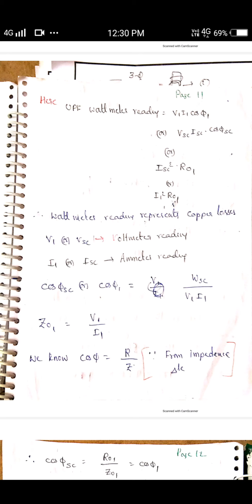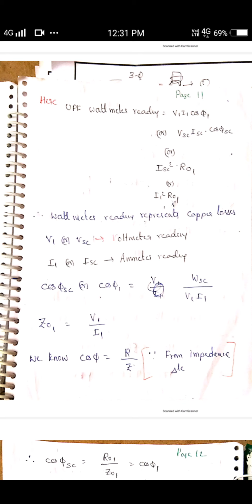Now from the voltmeter reading and ammeter reading we can note down V1 or VSC, and I1 or ISC. From that we can calculate cos phi SC, using the formula cos phi SC is equal to WSC by V1 into I1. Now we can calculate the total impedance of the transformer referred from primary, Z01, which is equal to V1 by I1, or VSC by ISC. From that we can get Z01.